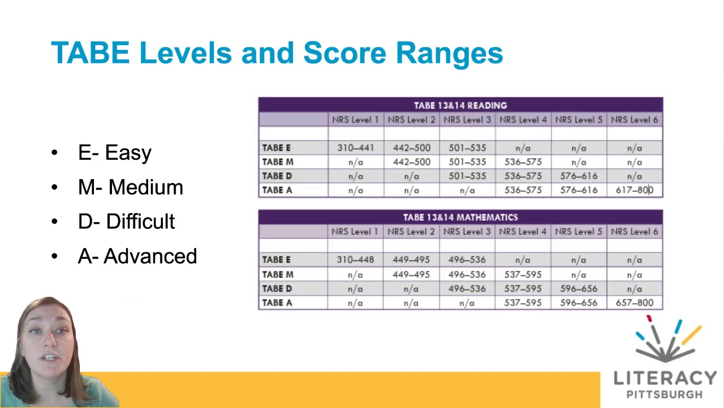As previously mentioned, before taking the actual test, your student will take a shorter locator test to determine which level of the test is most appropriate for your student to take. These levels are E for easy, M for medium, D for difficult, and A for advanced. There's also a lower level called L for literacy, but it is unlikely that you will be working with a student at this level. If you are and you need additional information or strategies for these students, please reach out to myself or your program coordinator.